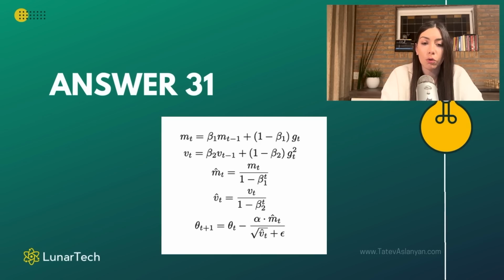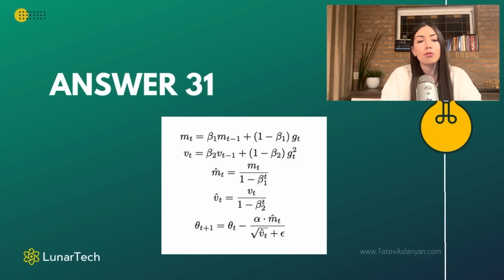And as you can see here, we are taking the learning rate alpha, multiplying it by the adapted and adjusted momentum term, and then dividing it by the square root of the velocity term, or Vt hat, plus some epsilon, which is usually a small number, just to ensure that we are not dividing by 0. And we are using this to subtract from theta t, the current parameter, to get our new updated parameter theta t plus 1.